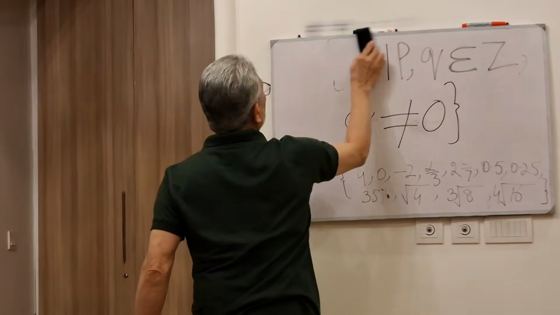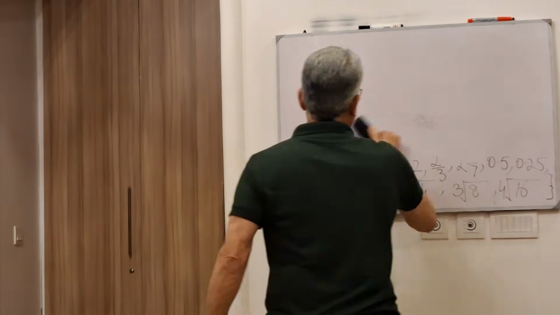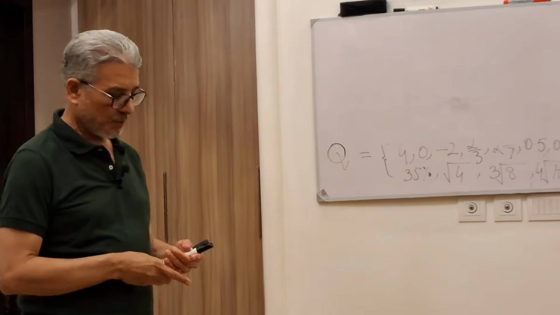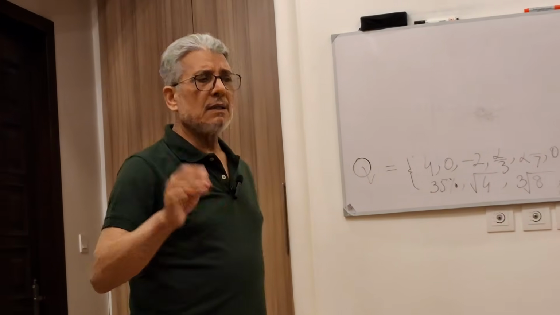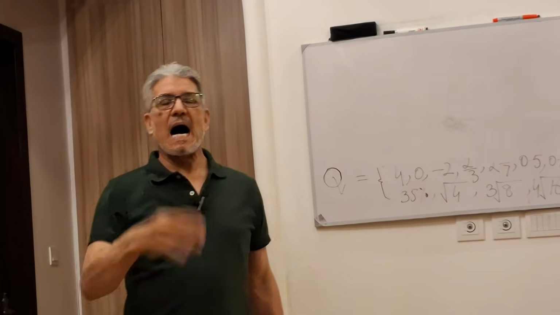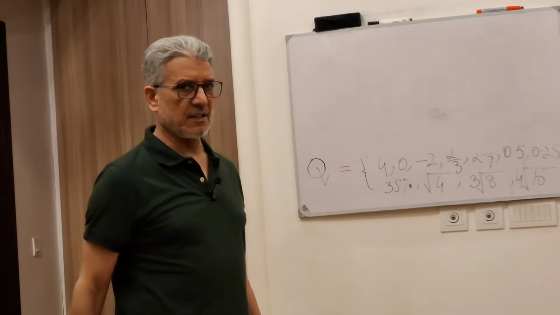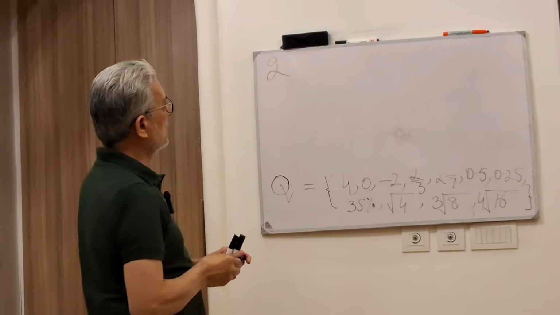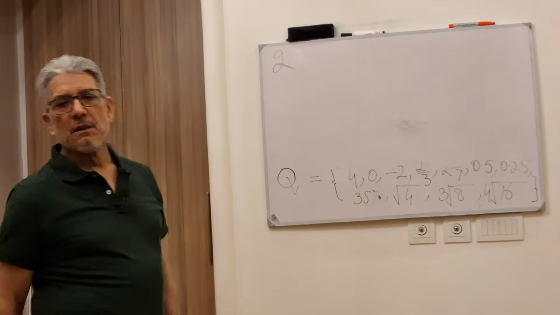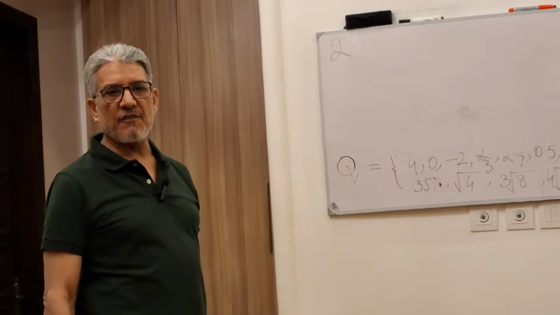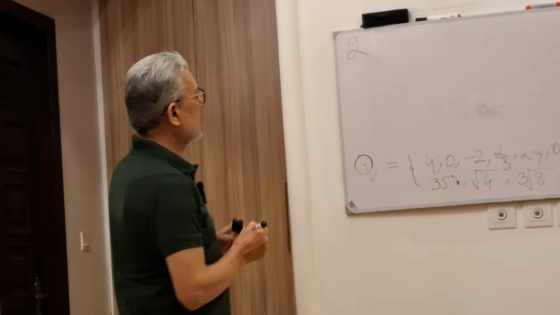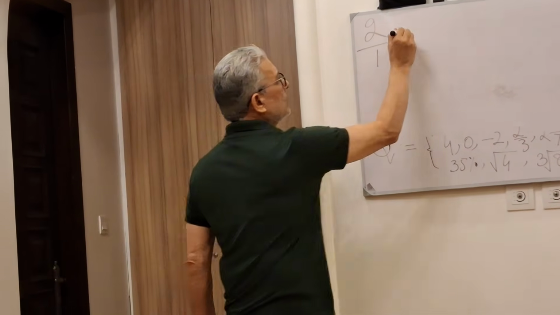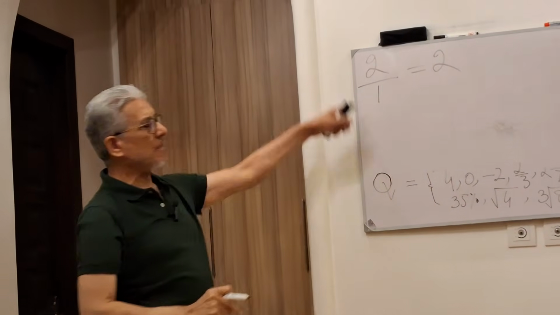Now let us see what numbers are included in the rational numbers. Now, all integers are rational numbers. You will say how? How can 2 be a rational number? 2 is an integer. How can we write it in the form of fraction? We can write it in the form of fraction. If I write 1 under it, 2 over 1, what is the answer? 2.